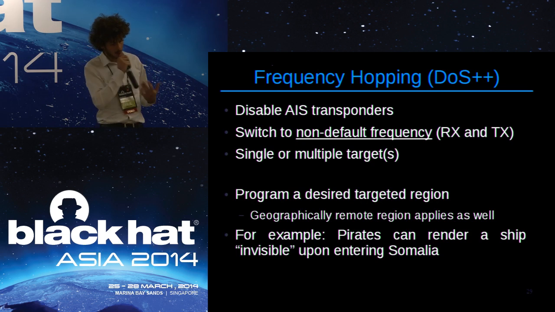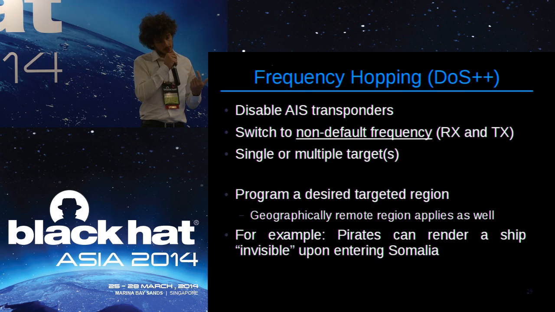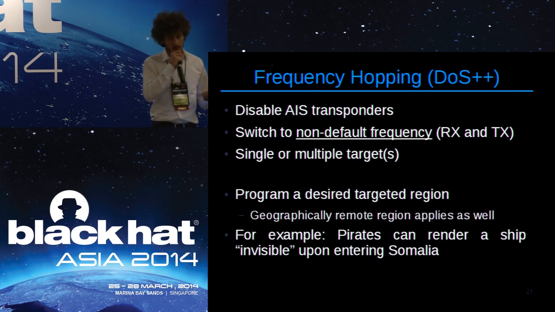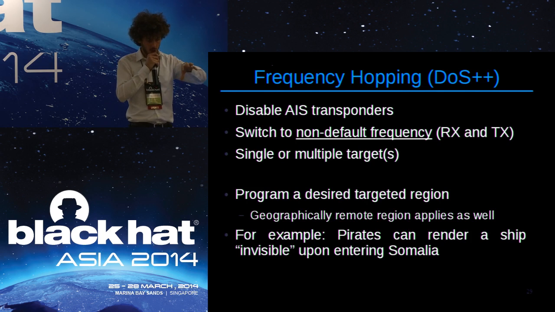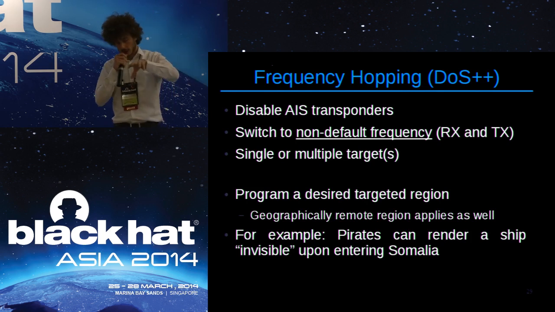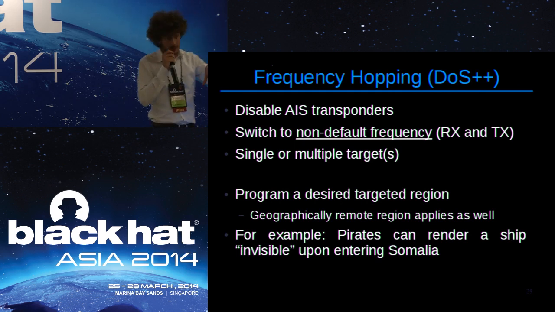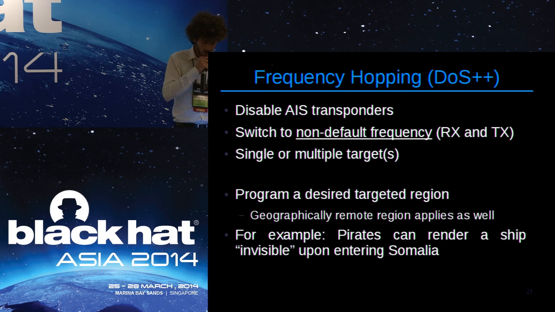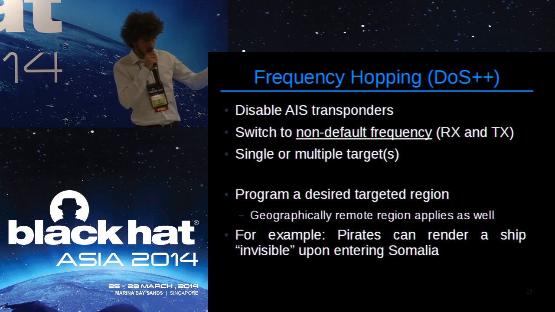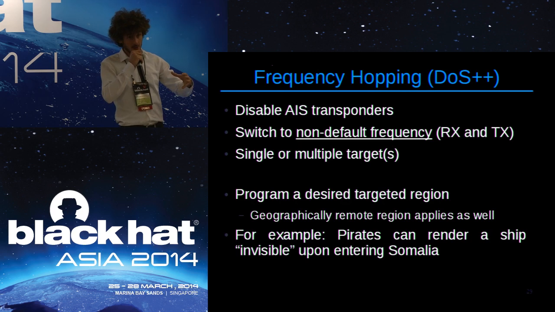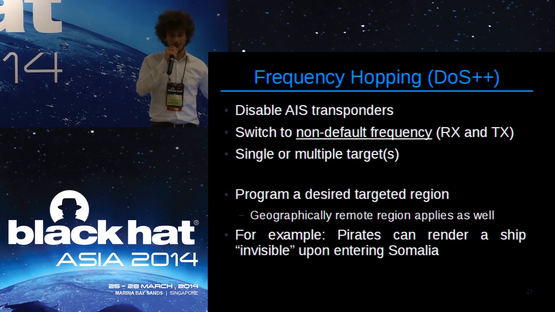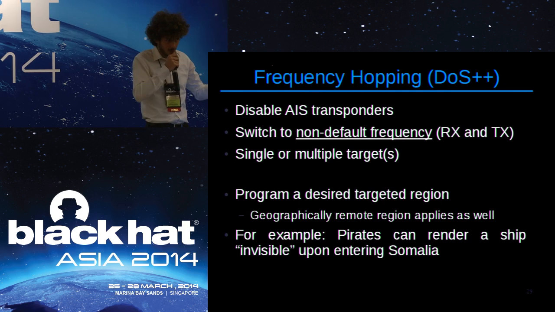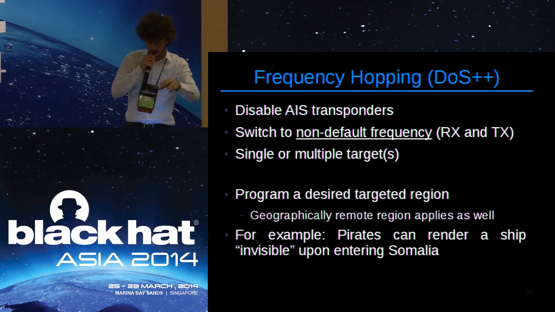And what's more interesting, we can program what's called a desired target region. So we can say to a ship, okay, you're going to switch frequency, not now, but when you enter a certain region. For example, I can say, when you enter a region like the Gulf of Aden in Somalia, which is known to be full of pirates, you're going to operate out of the 162 megahertz. So when the ship arrives in that sea space, its AIS will basically stop operating, and the ship will disappear from the monitor of other ships or the port authority that is controlling the ship.